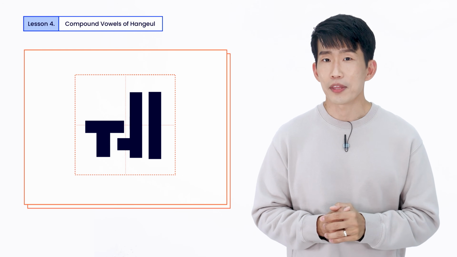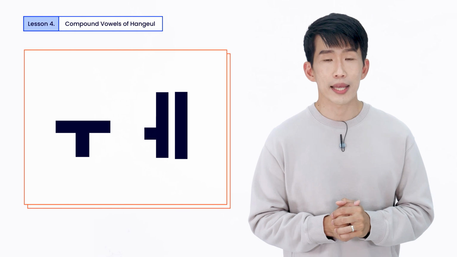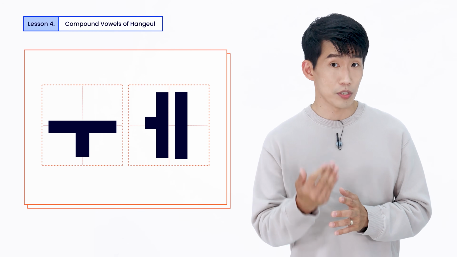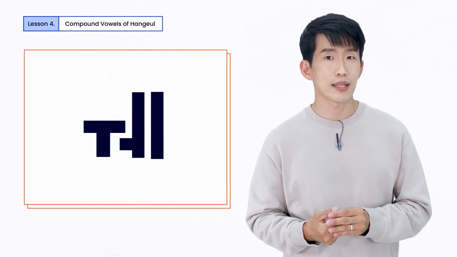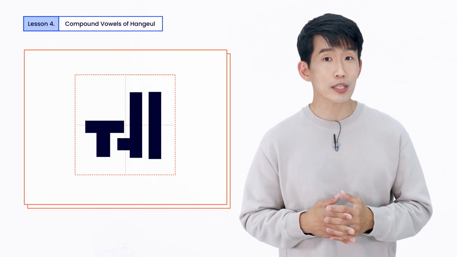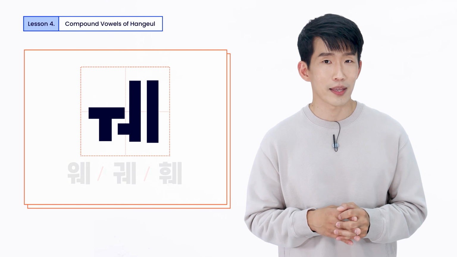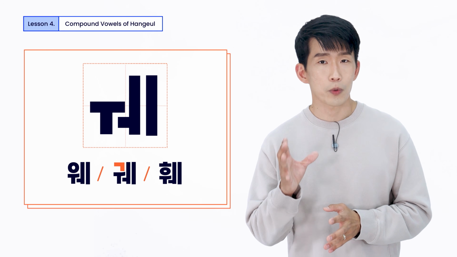And we have just 4 more compound vowels to cover, so let's pick up the pace. 왜, 왜. This one is a combination of u and 에, which we just learned. 우, 에, 우. If you pronounce everything quickly together, 왜, 왜, 괴, 회.